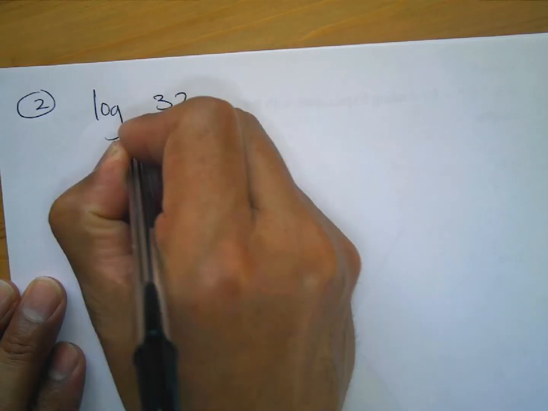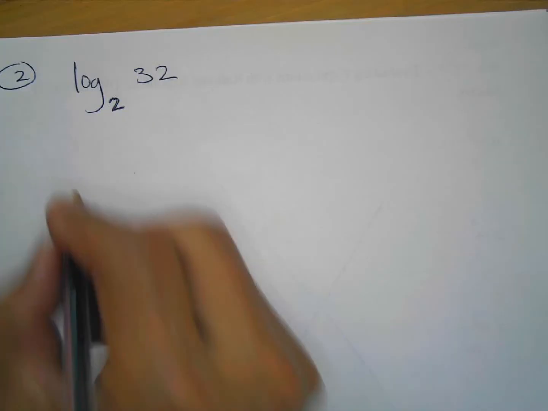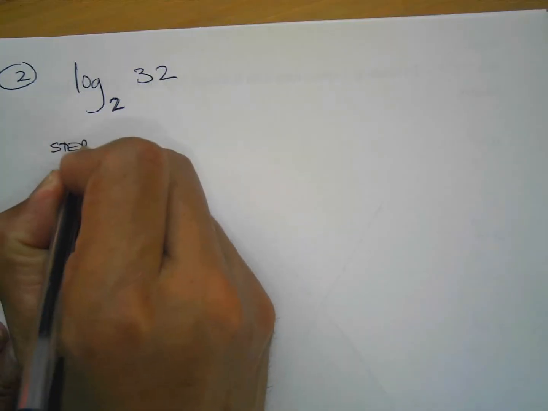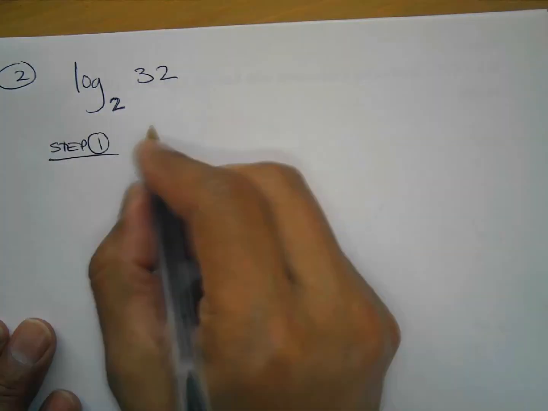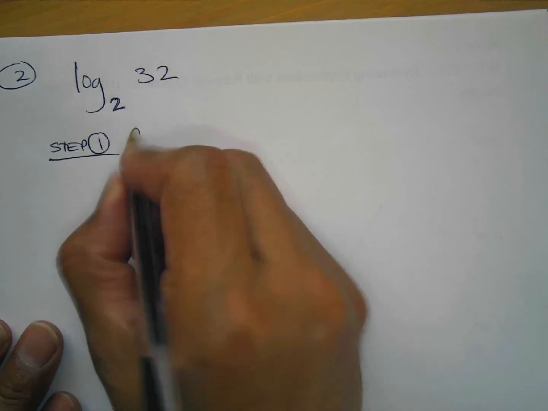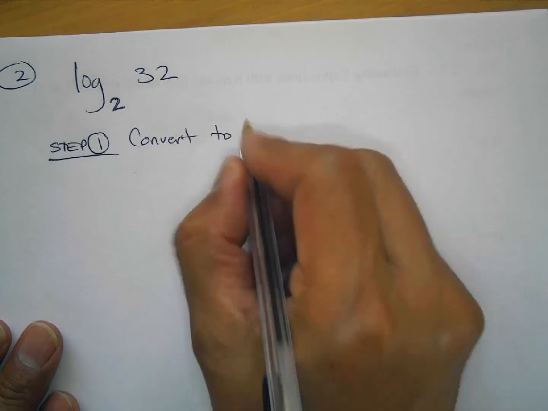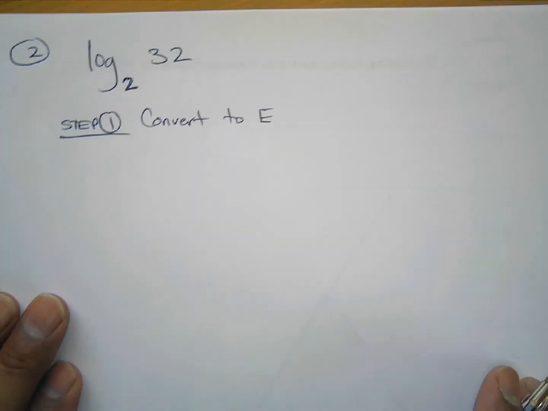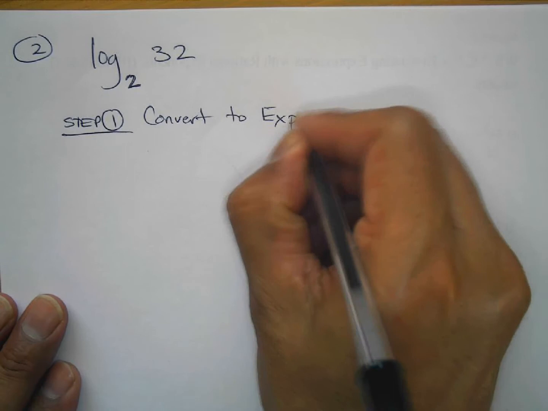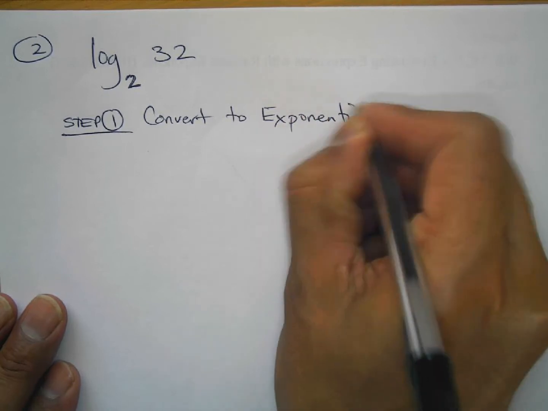Number 2, log base 2 of 32. Okay, step 1, what was it? Oh, I don't want to work in logarithmic form. Convert to what? Convert to exponential form. That's the language that we're familiar with. Convert to exponential form.